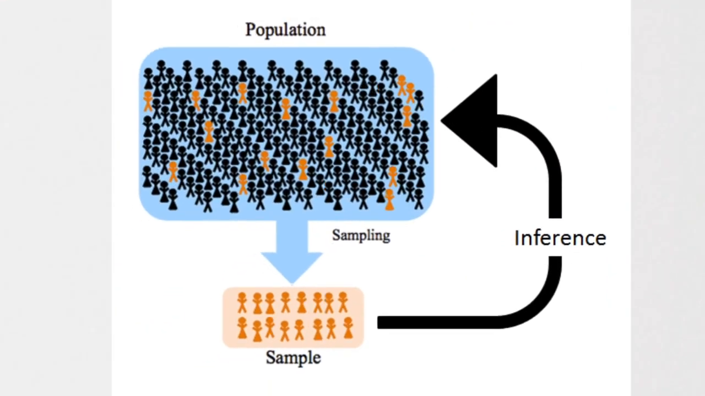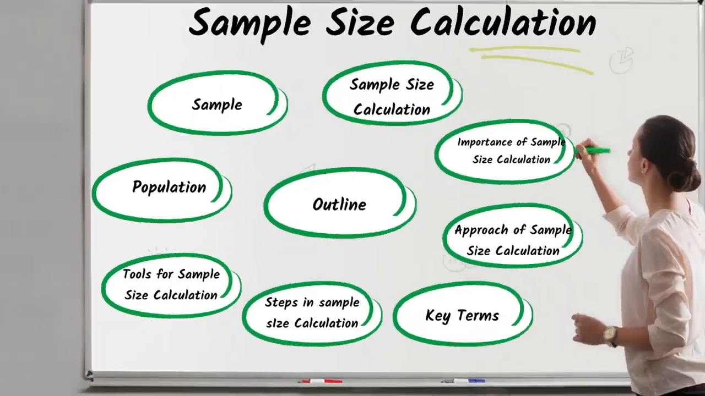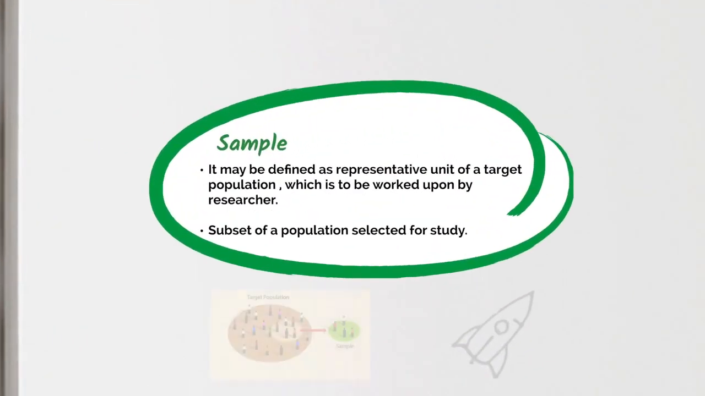Sample is drawn from the population through the sampling process. There are two types of sampling process. One is the probability sampling process and another is the non-probability sampling process. If the sample is drawn from the population using a probability sampling technique, then the result obtained from the sample can be generalized to the population.